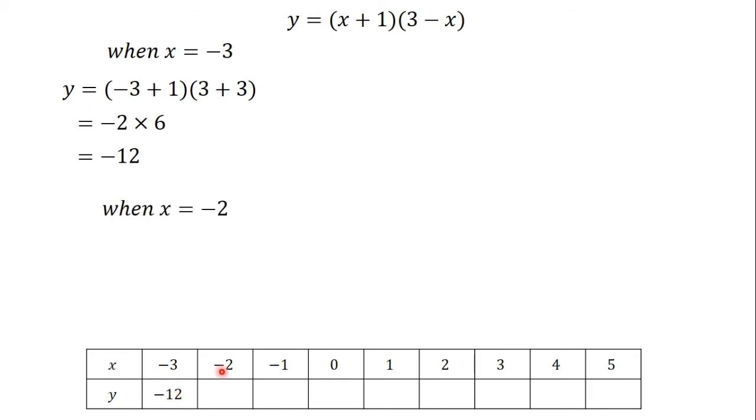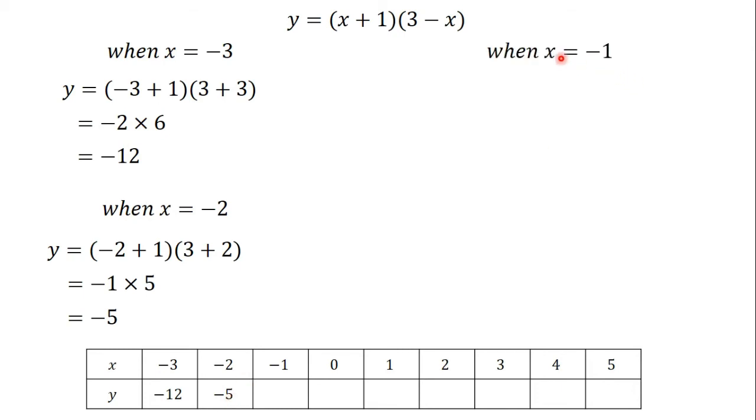The next x value is -2. So you have -2 + 1. Then in the second bracket, 3 - (-2), which will give us 3 + 2. So y will be equal to -2 + 1, which is -1, times 3 + 2, which gives us 5. -1 times 5 will give us -5. So when x is equal to -2, y is equal to -5.